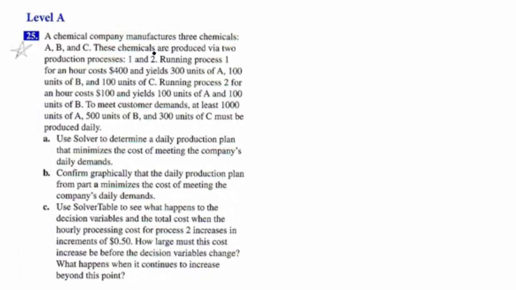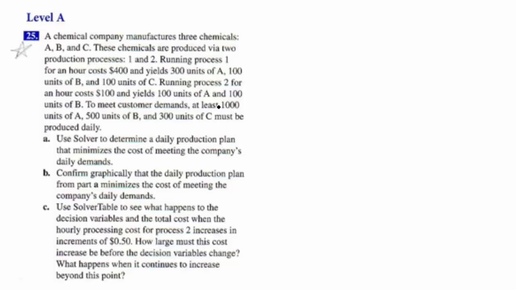Before we even go into Excel, we want to pencil out how we might set this up. So it says this: a chemical company manufactures 3 chemicals, A, B, and C. Its chemicals are produced via 2 processes, 1 and 2. Running process 1 for an hour costs 400, yields 300 units of A, 100 of B, 100 of C. Running process 2 for an hour costs $100 and yields 100 units of A and 100 units of B. Note that process 2 doesn't give us any C.